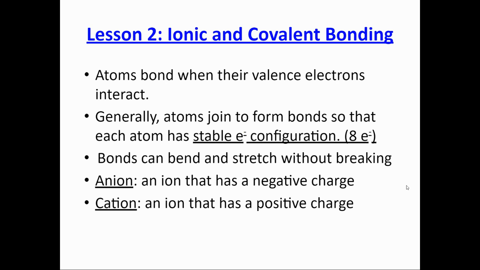Two important vocab terms: an anion and a cation. An anion is an ion that has a negative charge. Once it gains electrons, it's going to have a negative charge, so it typically means it's going to gain electrons. A cation is an ion that has a positive charge, so this is an atom that becomes an ion that gives up electrons, which means it's going to have a positive charge, calling it a cation.